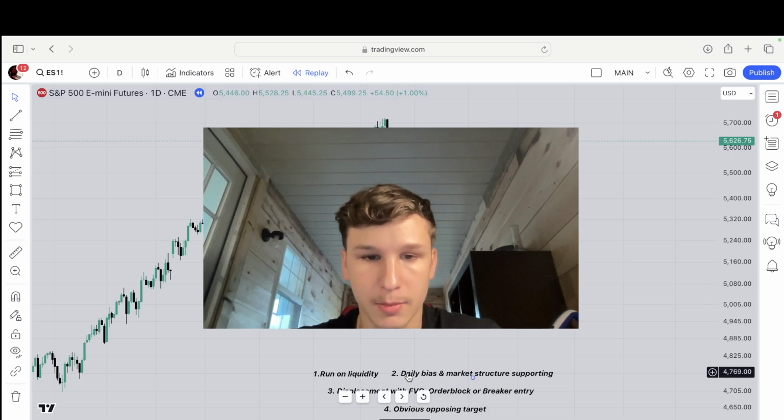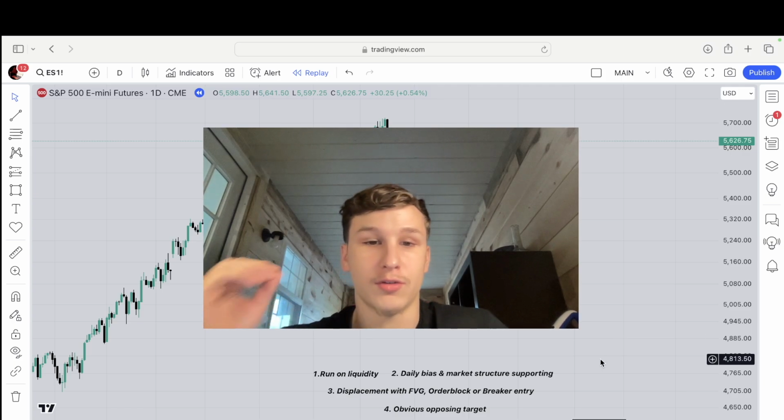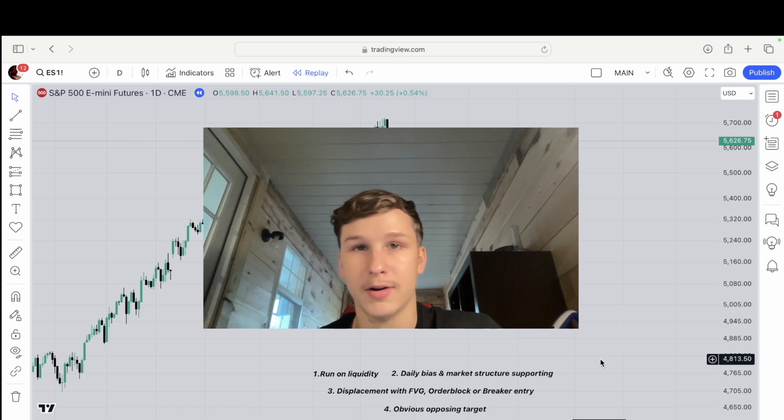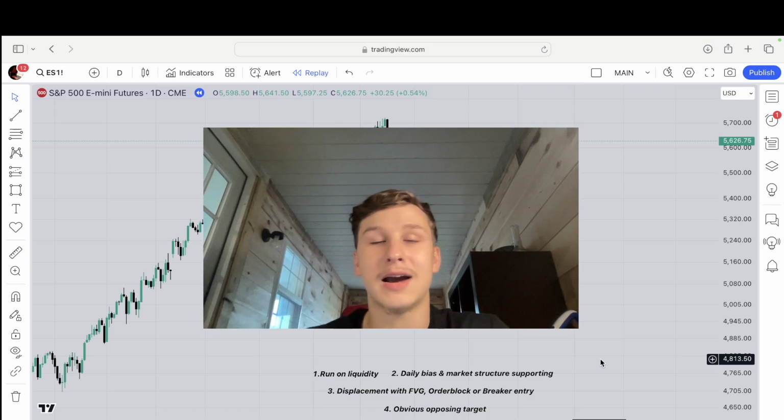The four things that we're going to be looking for is, do we have a run on liquidity? Do we have daily bias and market structure support? And number three, do we have displacement with a fair value gap, order block, or breaker entry followed by that? Now, the fourth and final piece of this puzzle is, do we have an obvious opposing target?